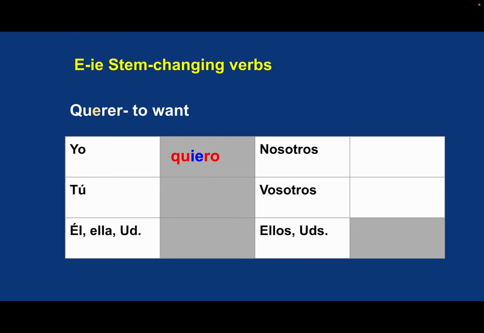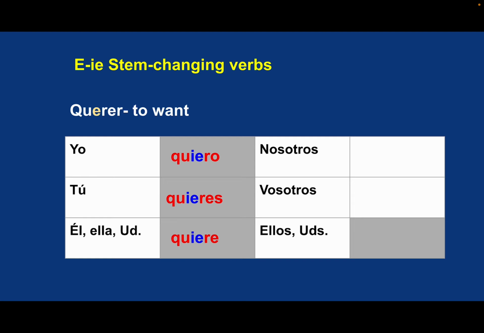So here, still chop off the ER and add the ES, but now fiddle with the middle. E's can change to IE. So instead of queres, it's gonna be quieres, and that means you want in the present tense. Él, ella, usted, they all share the same type of conjugation format. And here, still chop out the ER and add the E because it's an ER verb. But the E's can change to IE because it's the heel of the boot. Quiere. So quiero, quieres, quiere. I want, you want, he or she wants, or you formal want.